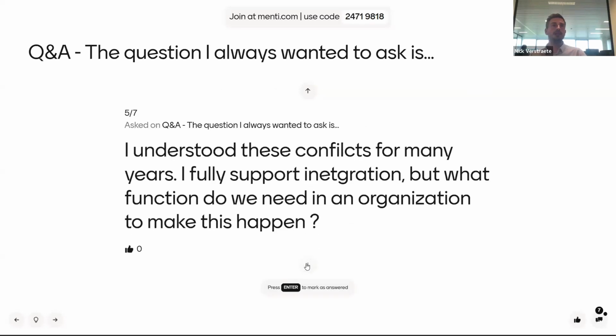Maybe a next question. I understand these conflicts. For many years, I fully support integration, but what function do we need in an organization to make this happen?